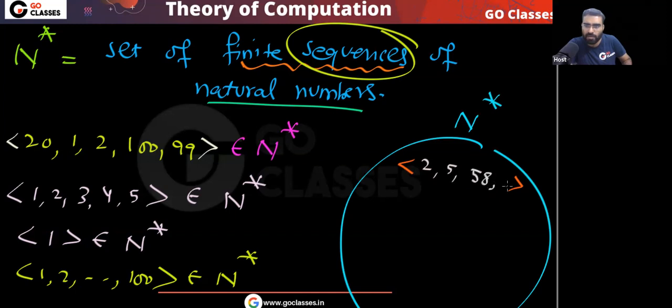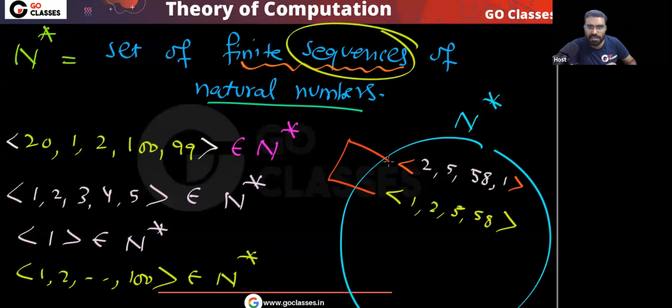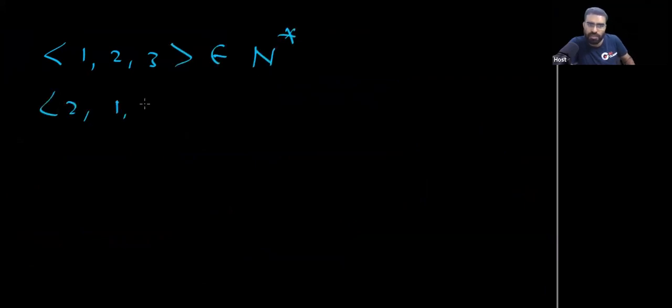This is just a single element. Is this clear? And remember, this is another element. Are they different sequences or not? These two sequences, are they the same or different? Yes, they are different. Remember, in a sequence, order matters. So 1, 2, 3 belongs to N star. And remember, 2, 1, 3 also belongs to N star.